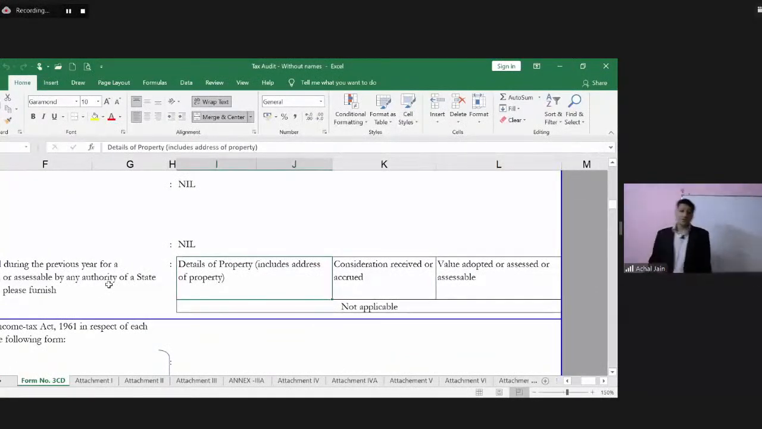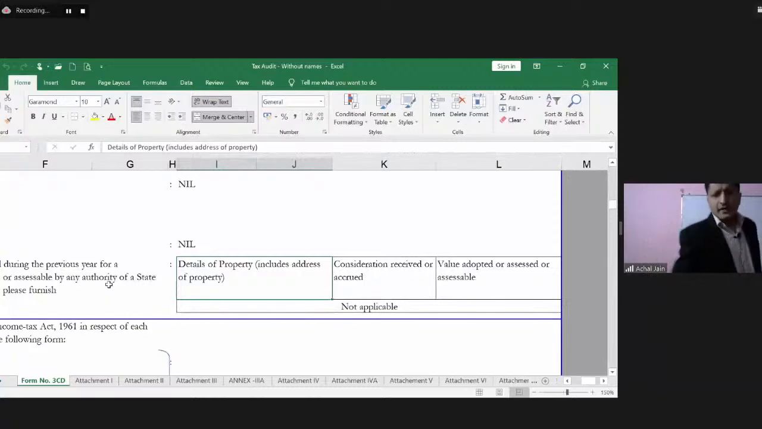So if you look at the details, it talks about details of the property, meaning the address of the property. Consideration which is received or accrued, meaning consideration received or receivable. Value adopted or assessed or assessable. Now all of these three items are required to be captured, and let's try to understand what all details will go and how the auditor will verify this.